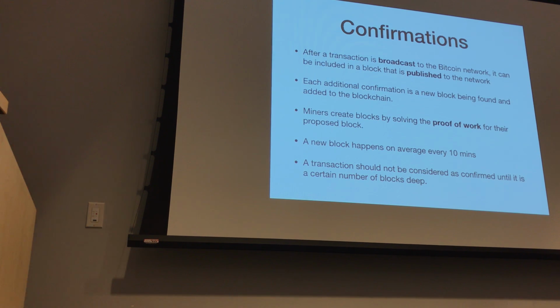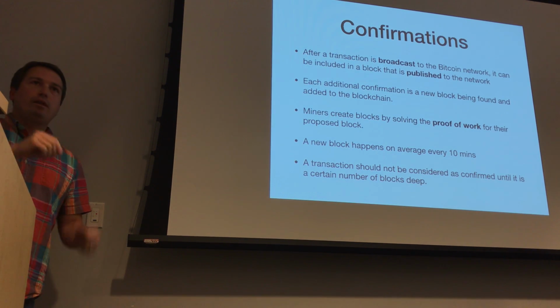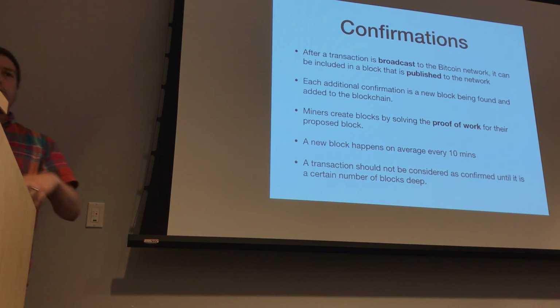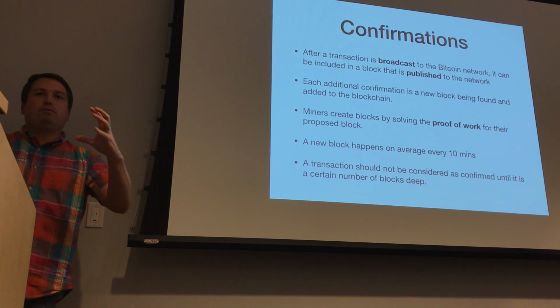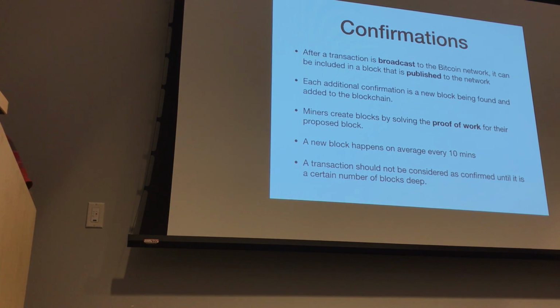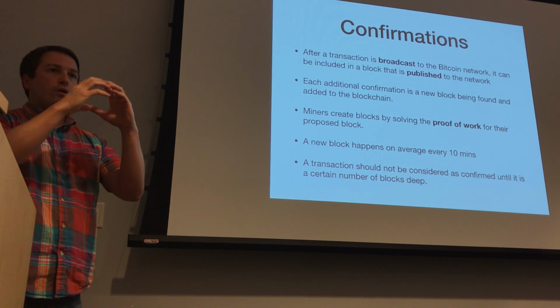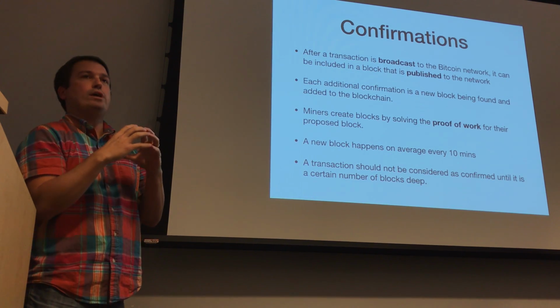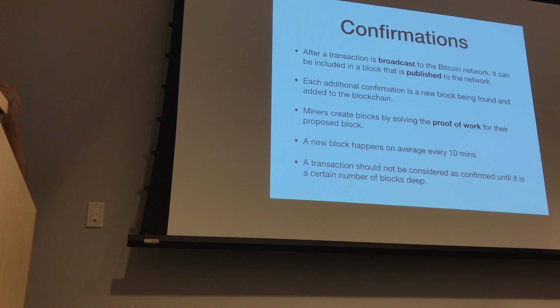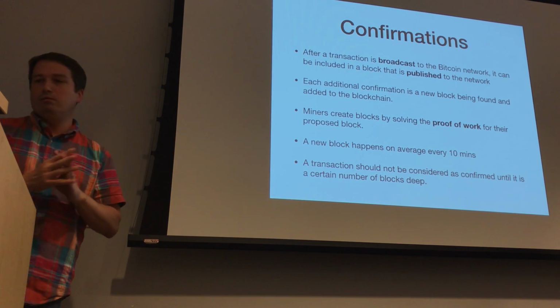So if I want to send Pada one Bitcoin, I broadcast the transaction to the network. Miners can then include that in a block, and I'll show a picture there, but essentially miners package a whole bunch of transactions into a block, and then they start going through a mathematical formula. Miners create blocks by solving the proof of work for that block and saying, okay, there's the blockchain, and my group of transactions are going to be the next transactions that go onto the blockchain, which means these are valid transactions. A new block is put on the blockchain, give or take every 10 minutes. That's the goal. It definitely fluctuates. And a transaction should not be considered confirmed until it's a certain amount of blocks deep. So we'll go through some of that.